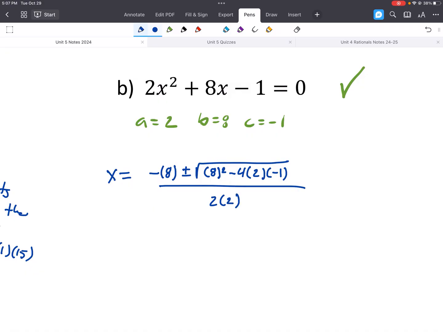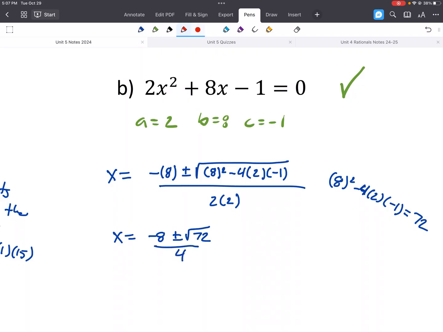Okay, so again, first simplifying step is to simplify what's inside the root. So again, use your calculator, type 8 squared minus 4 times 2 times -1, and we should end up getting 72. So x equals -8 plus or minus the square root of 72 over 4. Okay, so this time we actually can simplify our root.